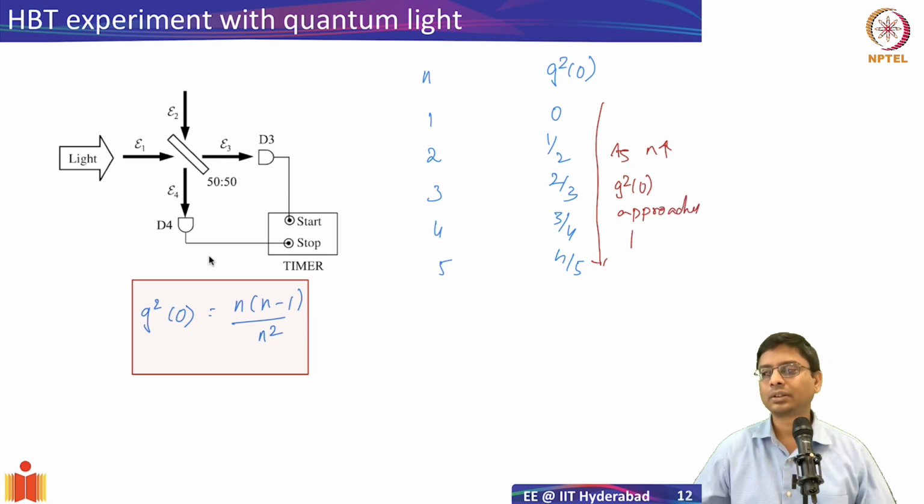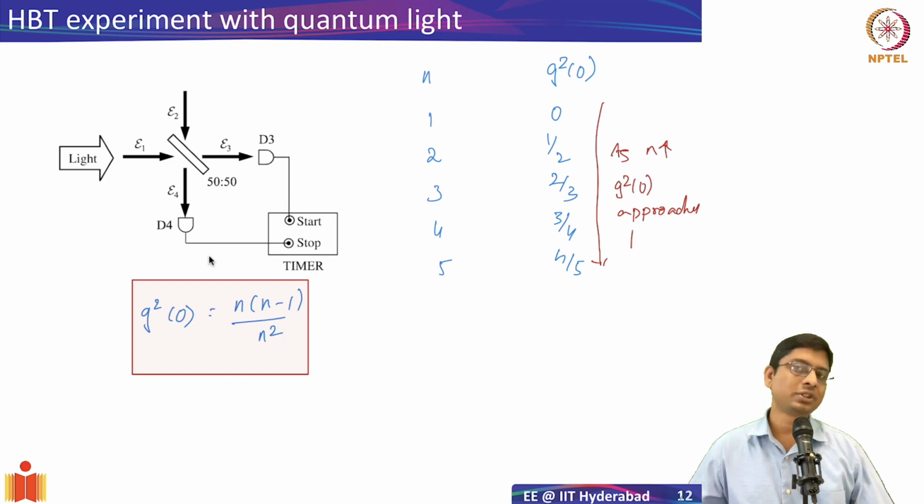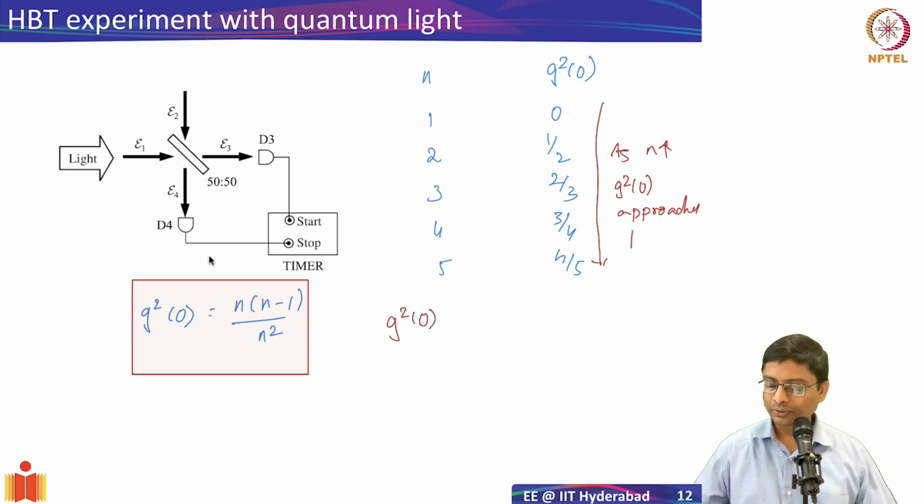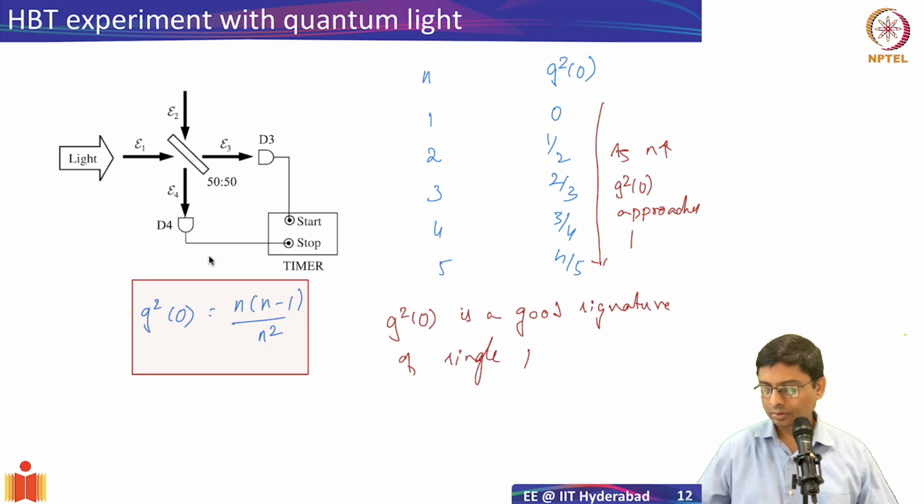Okay. So now what we see is, if you measure the G2 function, the second order correlation function, it is a very good signature of single photon sources. Okay. So that's what we said anyway, but we are theoretically also showing that G2 of 0 is a good signature, good quote unquote, of quantum light or single photons. All right. So it's very, very common to actually see G2 everywhere in quantum optics experiments.